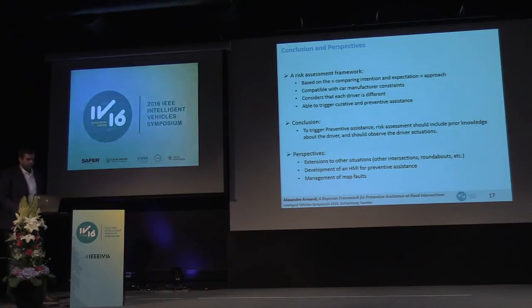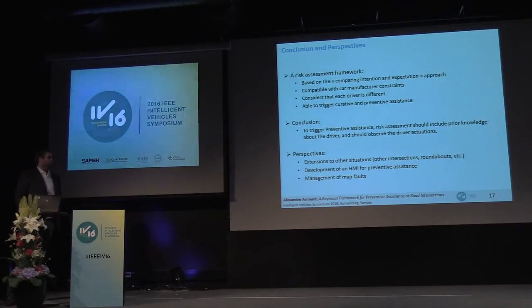As a conclusion, we can say that if we want to trigger preventive assistance, the risk assessment should include prior knowledge about the driver and should observe the driver actuations. In terms of perspectives, we work with a basic case study, so it would be very interesting to extend it to other situations, so other intersections with other road participants and also with roundabouts.